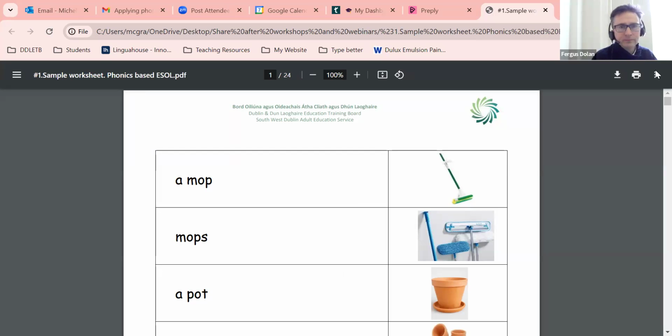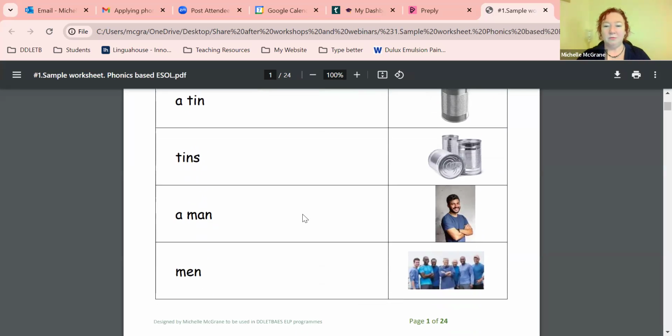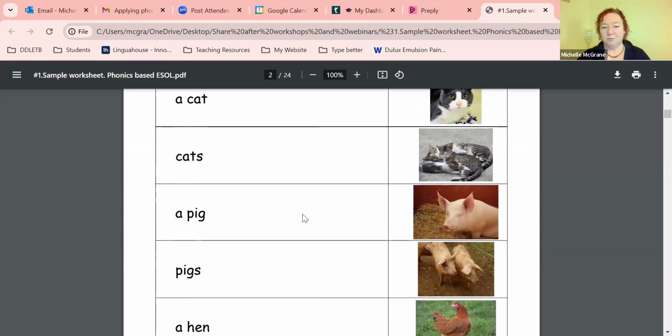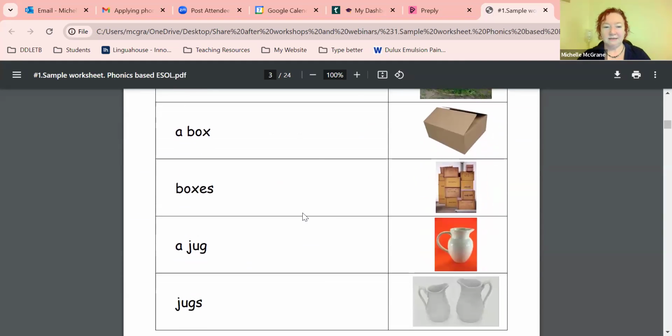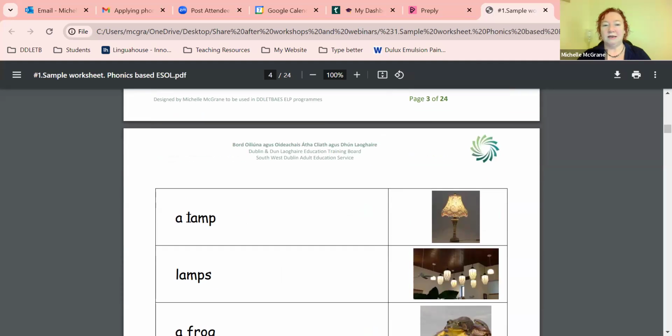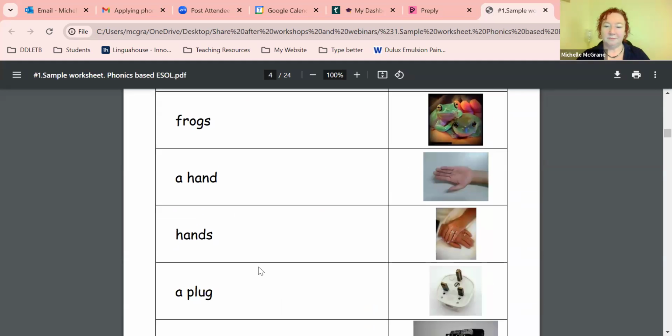So this is a very basic phonics-based worksheet for an ESOL class. As you can see, the words are what we call CVC, that is consonant, vowel, consonant. However, there is a small bit of grammar included. We have A for single, we have S for plural, and then we move on to, surprisingly, quite a lot of animals have CVC words. We continue on like this. We then move to what we call a CVCC. So you can see that the words are increasing in their phonics complexity.